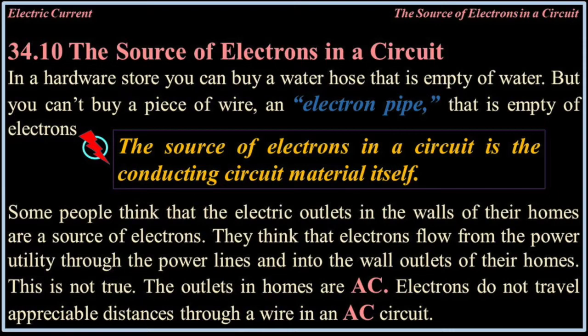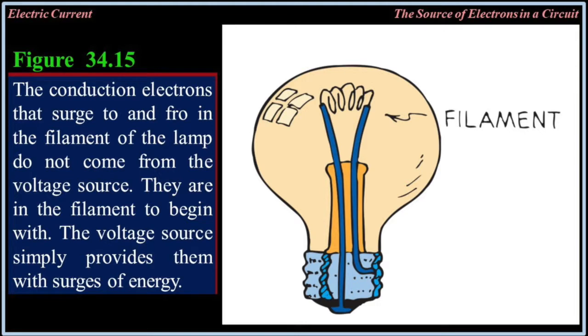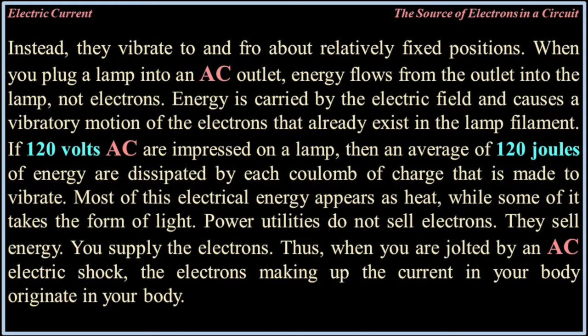The outlets in homes are AC. Electrons do not travel appreciable distances through a wire in an AC circuit. Figure 34.15: The conduction electrons that surge to and fro in the filament of a lamp do not come from the voltage source. They are in the filament to begin with. The voltage source simply provides them with surges of energy. Instead, they vibrate to and fro about relatively fixed positions.